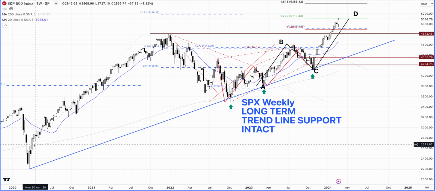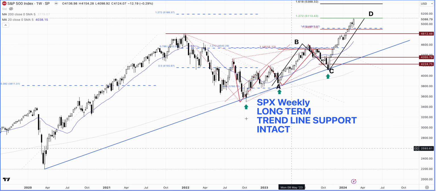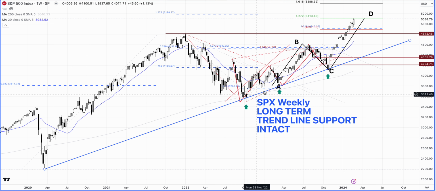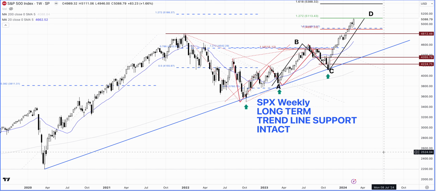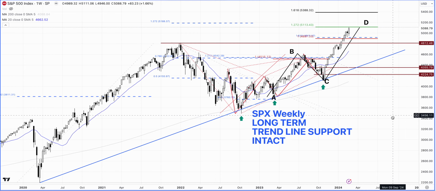That has been in place since the COVID lows of 2020, March 2020, and we have seen every time the market comes and tests this one time, two times, three times, the market moves higher. So it's a really important trend line that we should be watching.